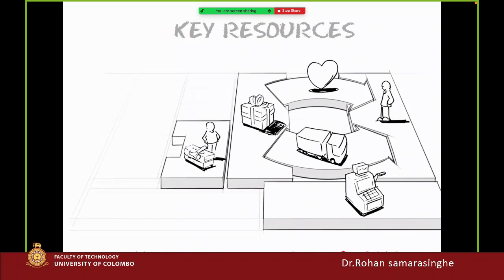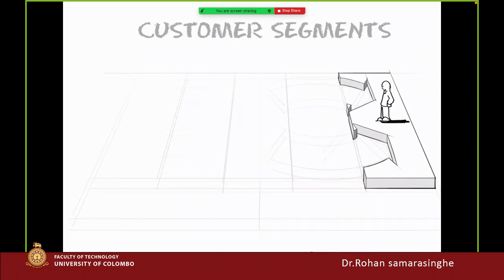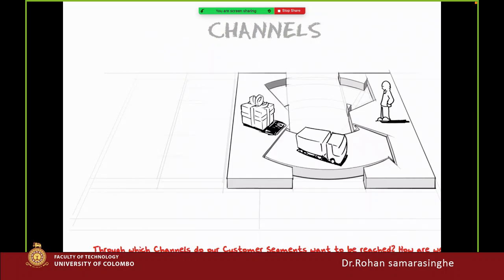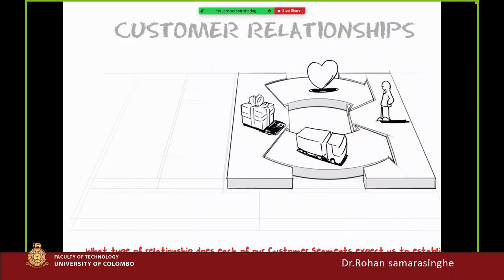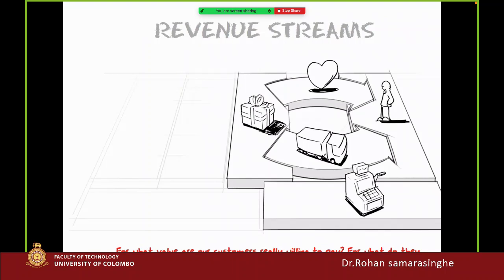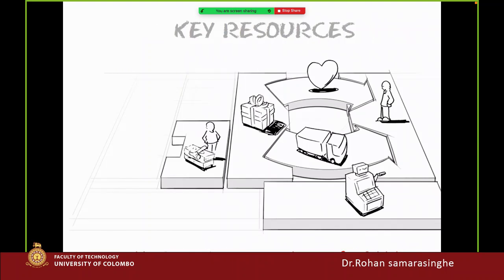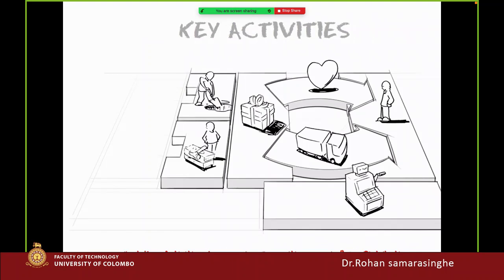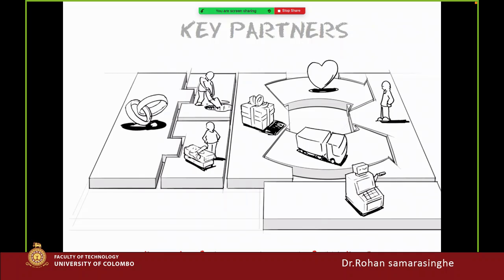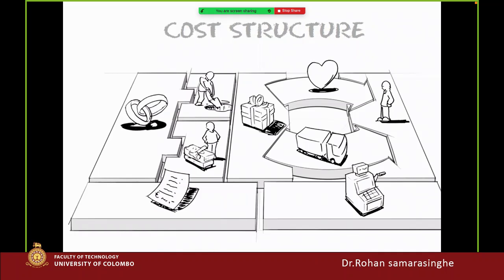So once again I will revise these 9 canvases. First one is the customer segment. Next, value proposition, channels, customer relationships, revenue streams, key resources, key activities, and key partners, and finally cost structure. So you will have to analyze all those 9 canvases and prepare a good business model for your business.